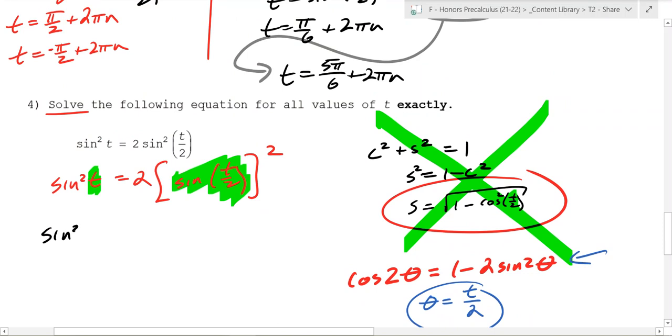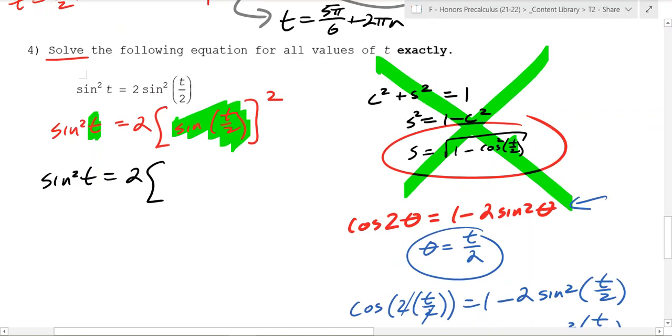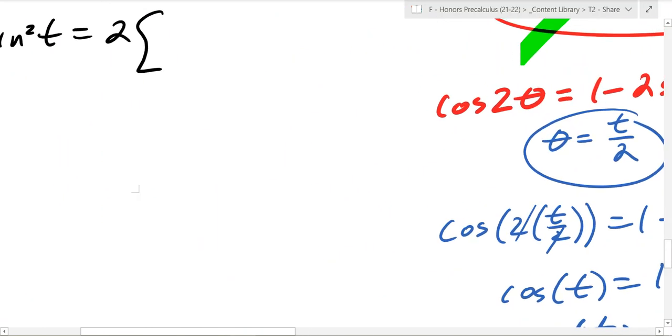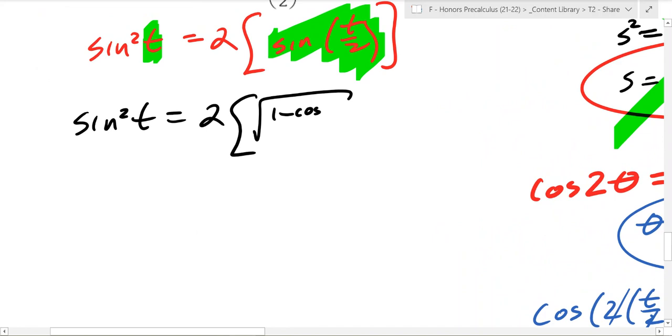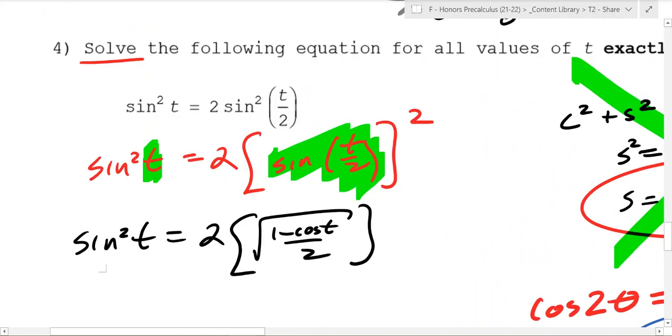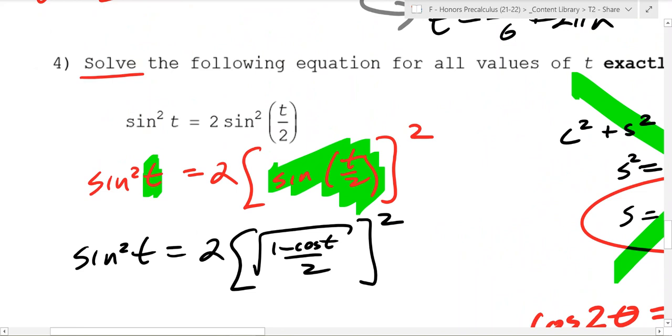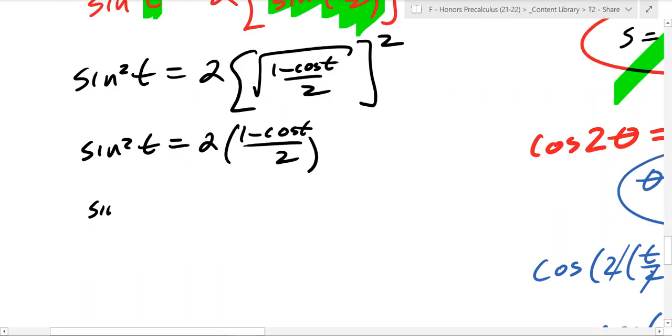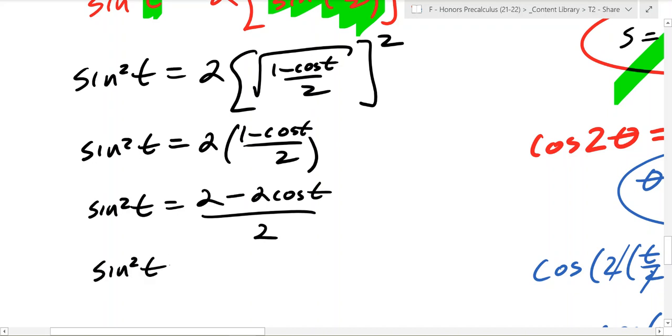Why is this helpful? Well, it means we can keep the left hand the same, and it's 2 times what we just found out. What we just found out was that sine of t over 2 is the square root of 1 minus cosine t over 2. The square root of 1 minus cosine t all over 2, and that doesn't look very nice, but this whole thing is being squared. And when you square a square root, it goes away. So you get 2 times 1 minus cosine t all over 2. You simplify this some more, and you get sine squared t is equal to 2 minus 2 cosine t all over 2. So you get sine squared of t is equal to 1 minus cosine of t.